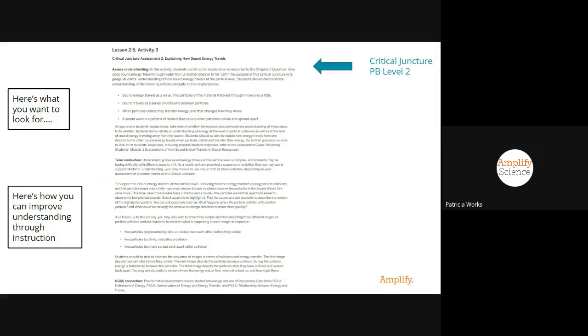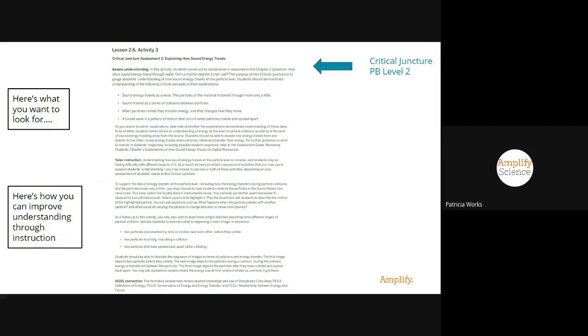Sound energy travels as a wave. The particles of the material it travels through move only a little. Sound travels as a series of collisions between particles. And when particles collide, they transfer energy, and that changes how they move. You also hope that they're understanding that a sound wave is a pattern of motion that occurs when the particles collide and spread apart.